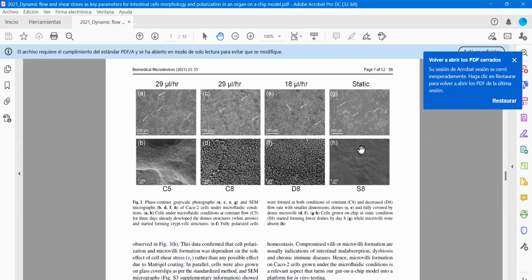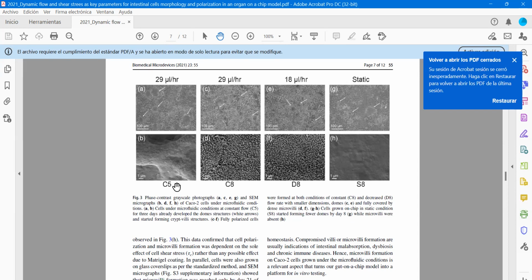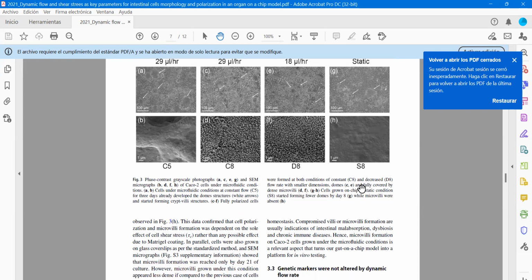So here you see how the microvilli architecture was obtained when the cells are exposed to perfusion, and it doesn't appear here when the cells are cultured in a static mode. Okay, so here you see the C represents constant flow rate, D dynamic flow rate, and S static. It means no flow rate.